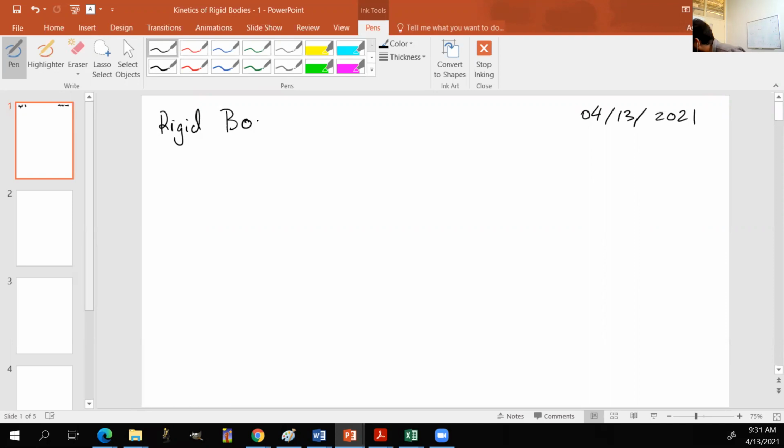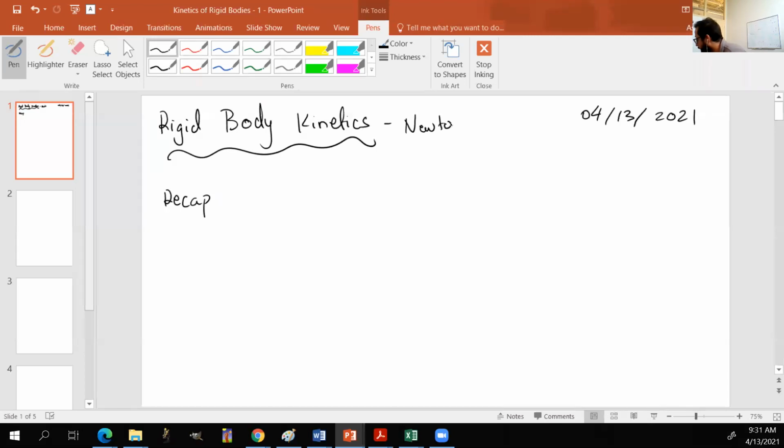Rigid body kinetics, right? So who remembers particle kinetics? Today we're basically looking at Newton's second law, but with rigid bodies. So, a recap from looking at particle kinetics.